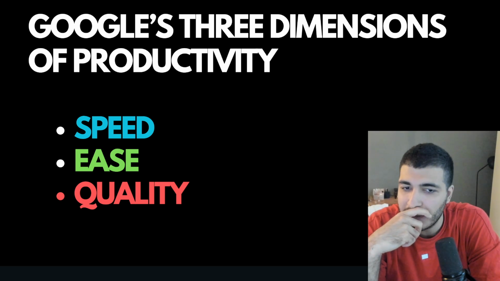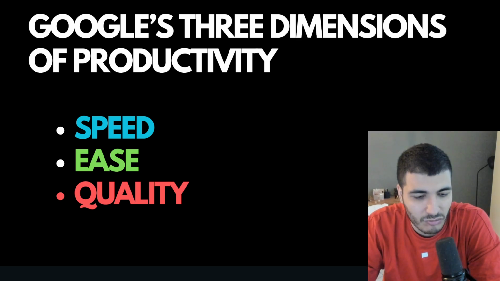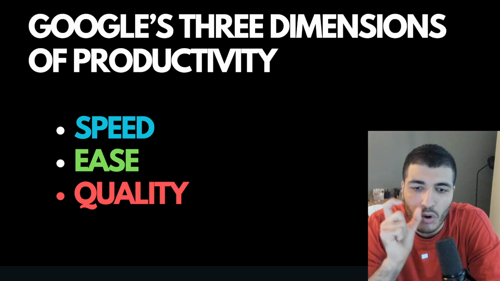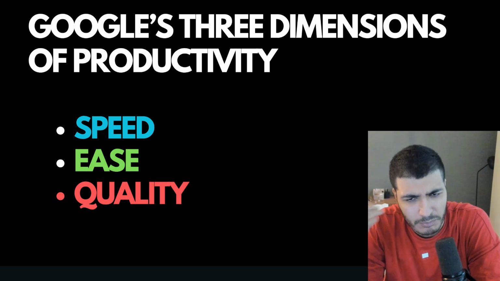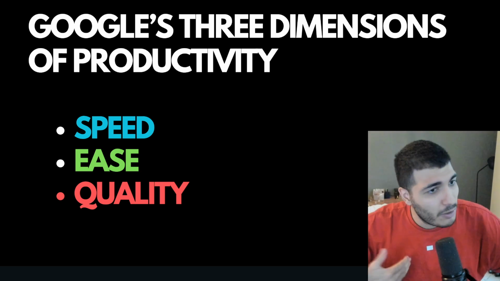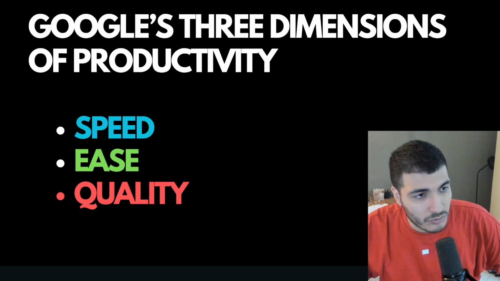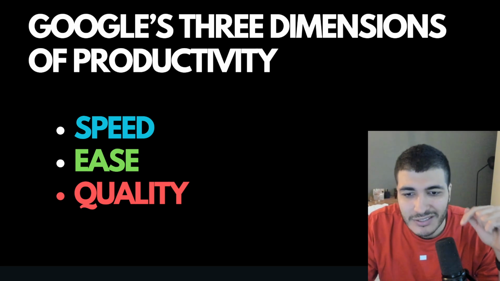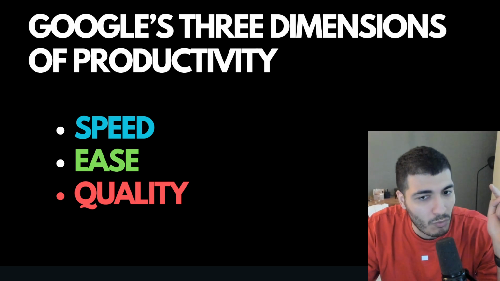So let's take code review as an example and apply all three dimensions to it. First, speed: how long does it take to complete a code review? Number two, ease: was the process smooth, or are developers jumping through hoops and going backward and forward a lot? Number three, quality: is the feedback actually helpful and constructive? By tracking all three, Google doesn't just measure throughput, they measure the experience and impact of the work.